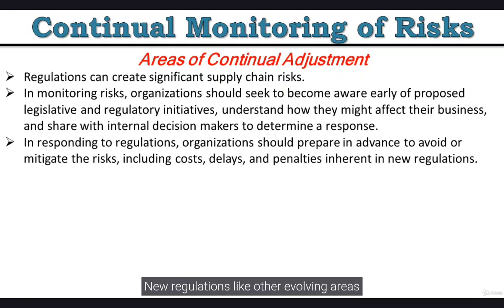New regulations, like other evolving areas with which an organization must contend, can create significant risks for supply chains. These risks range from costs to delays to compliance penalties to still other areas. To be resilient, a supply chain must have the capacity to monitor, shape, and respond to evolving areas such as new regulations.